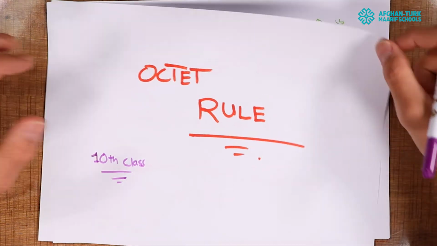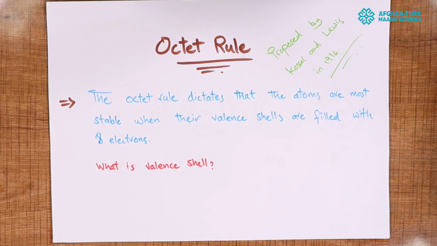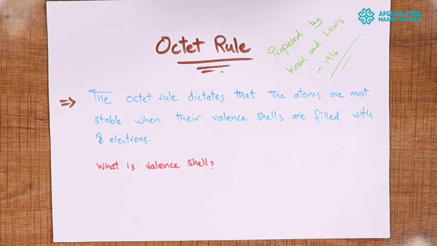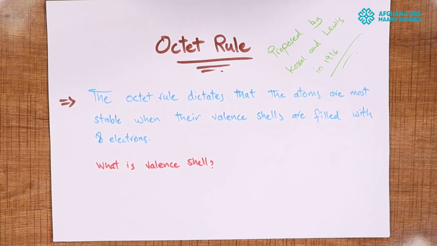Okay, let me show you what's the Octet Rule. The Octet Rule says, or dictates, that atoms are most stable when their valence shells are filled with 8 electrons. Or in other words, we can say that atoms try to gain the electronic configuration of the noble gases. Okay? You remember the noble gases in the periodic table.